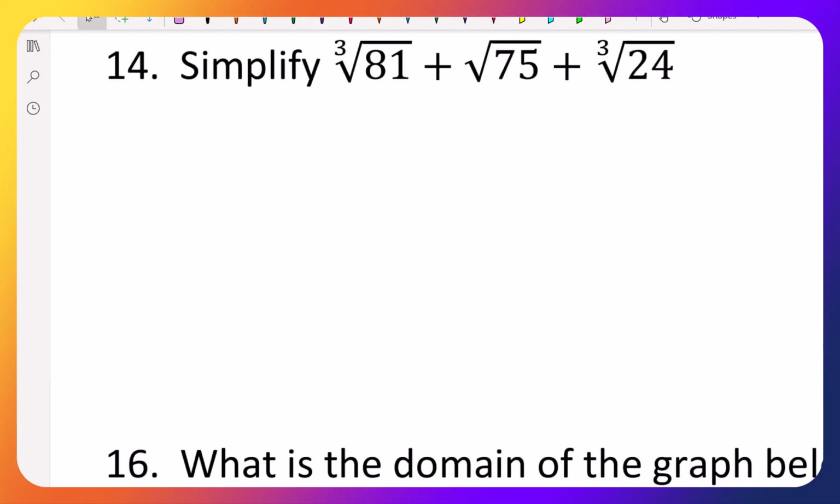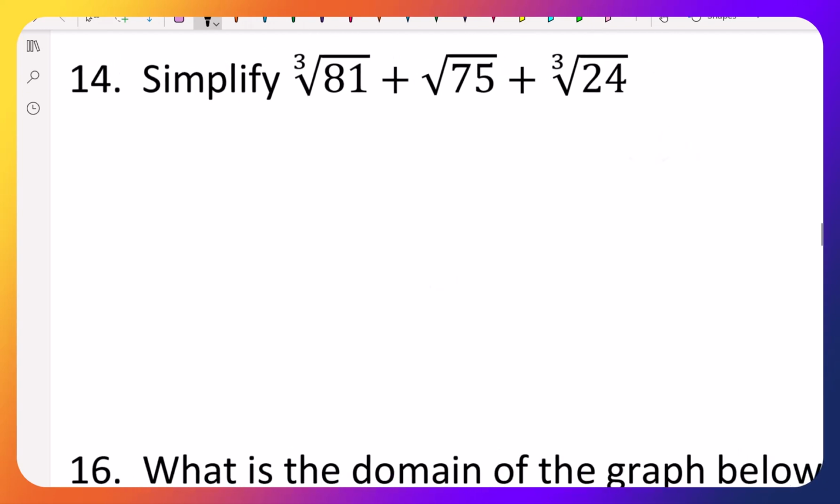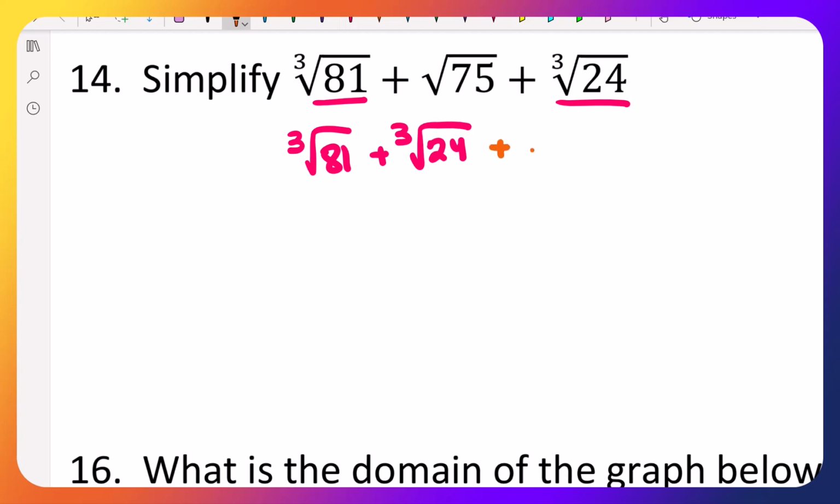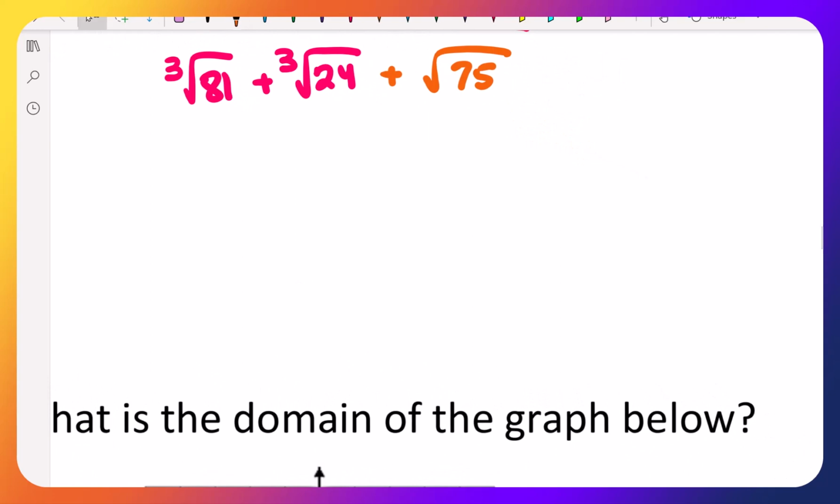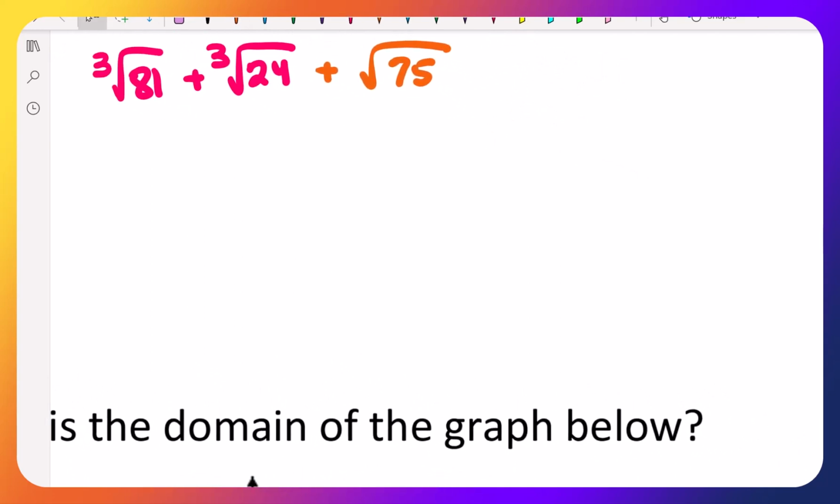I'm going to warn you, question number 14 is one of the most difficult questions because there are so many different skills that you have to master to get number 14 correct. So the first thing that you want to do is write everything with the same root together. Now, I am unable to add these two together because the 81 and 24 are different. The 75 is a different color because that is a square root. I'm not going to be able to combine those together the way that they are. What I could do is simplify each cube root and simplify the square root.